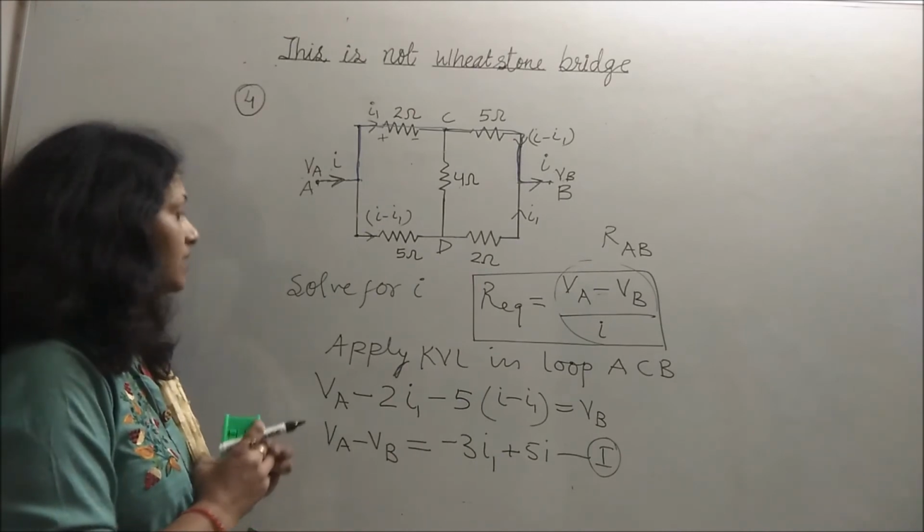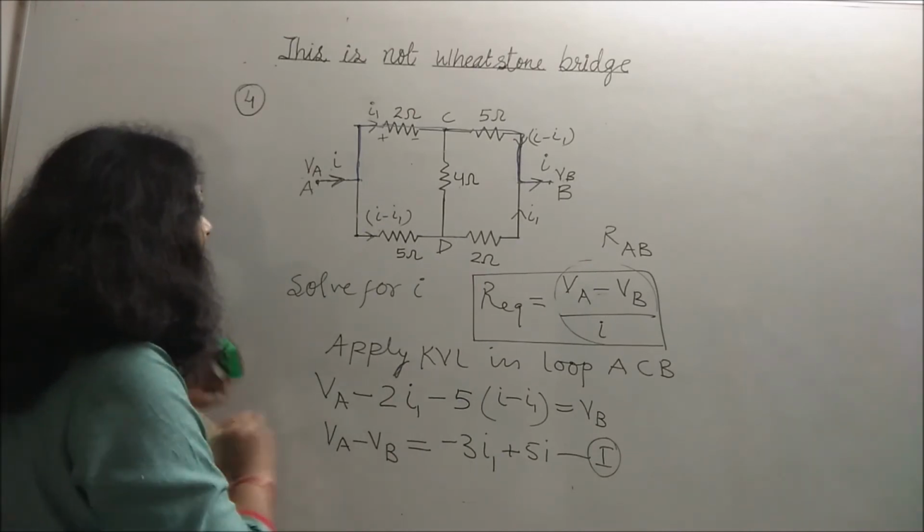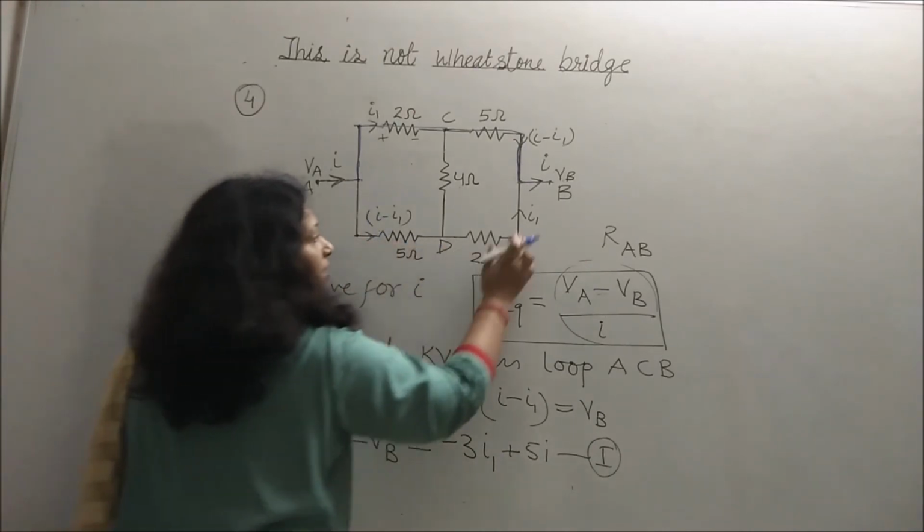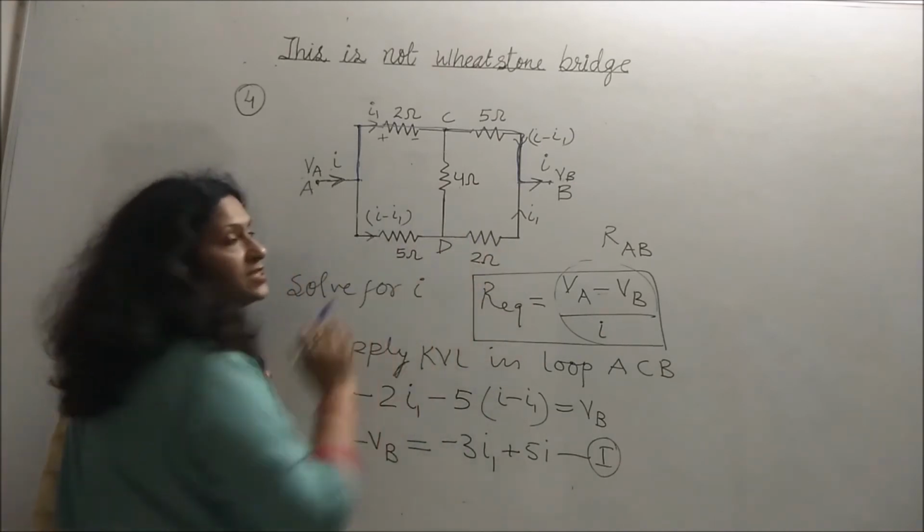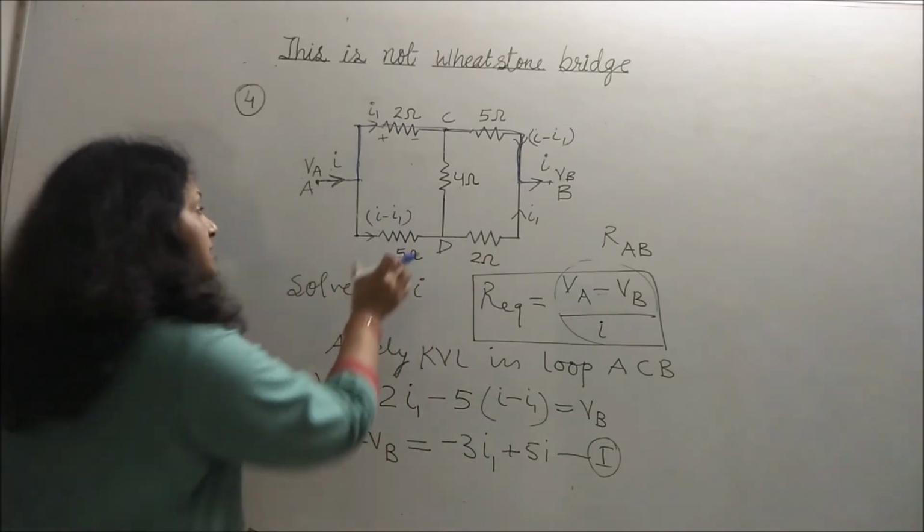Now apply the KVL in the other loop. Don't apply it here because there are the same current and same resistances.